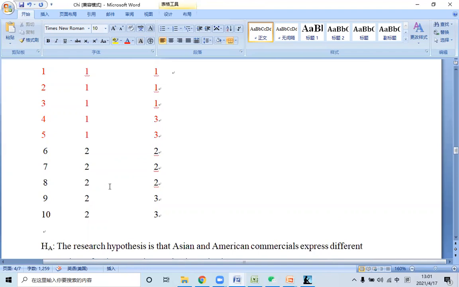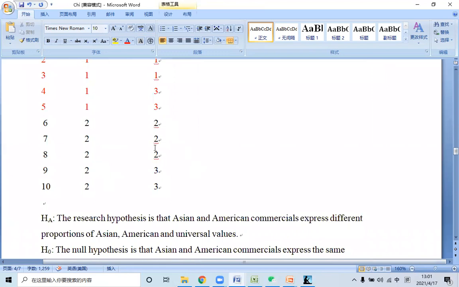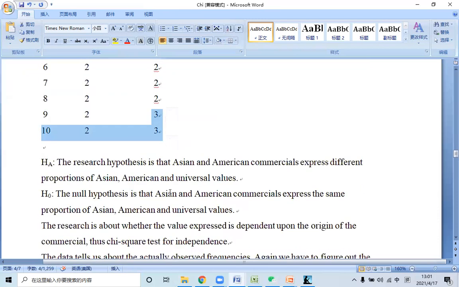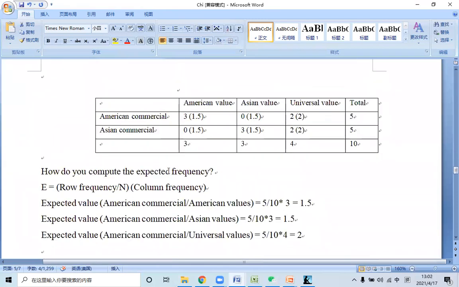Out of 5, you don't have any. You don't have any one of them expressing American values. So that's 0. But you have 3 expressing Asian values and 2 universal values. Those are your observed values. For Asian commercials, none of them express American values: 0. Asian values, 3. And then universal values, 2. So this way you get all the observed values.